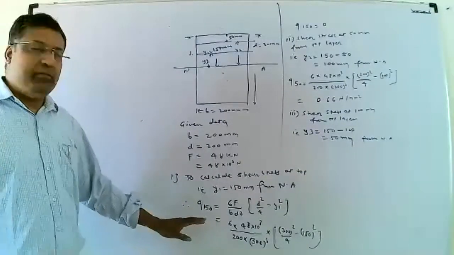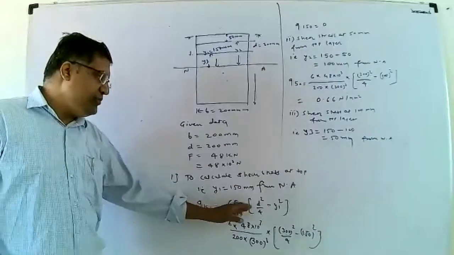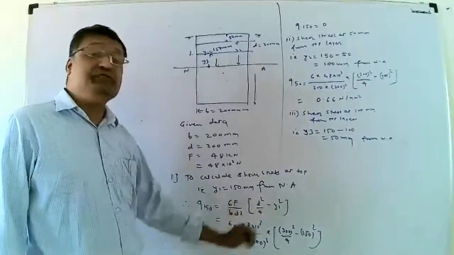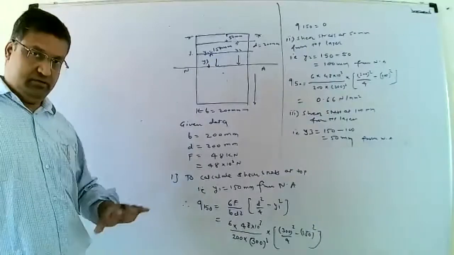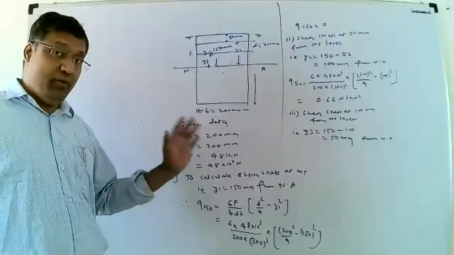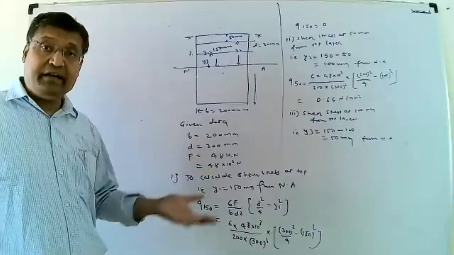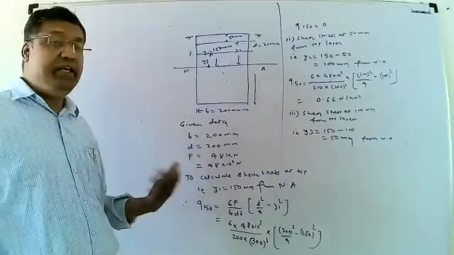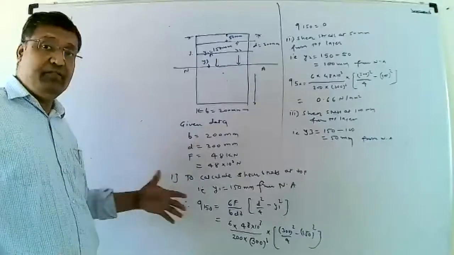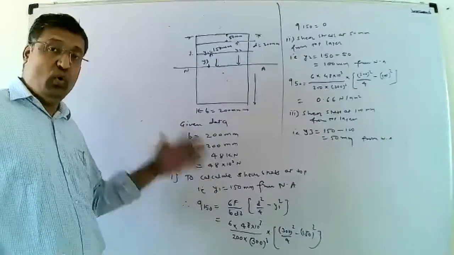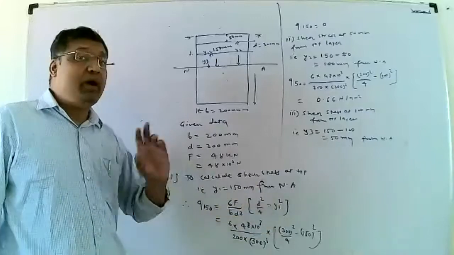Here, the formula applicable is Q150 equal to 6F upon bd cube into bracket d square upon 4 minus y square. Then we just put in the known values that are provided in the problem: rectangular section having width b and depth d, and shear force. All the values are given in the problem, so we just put in the values here.